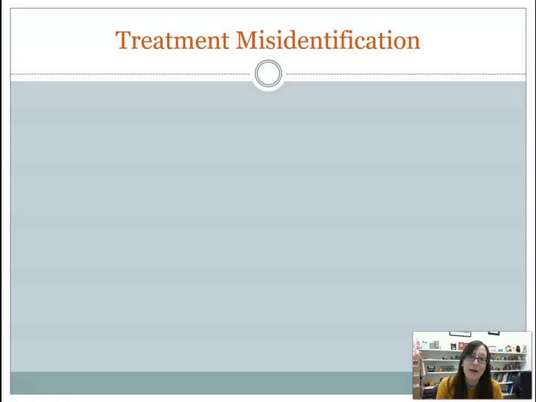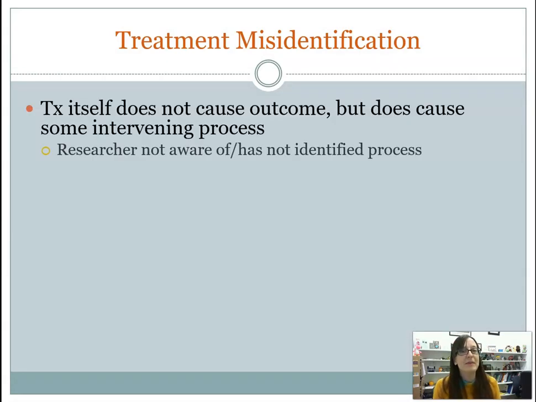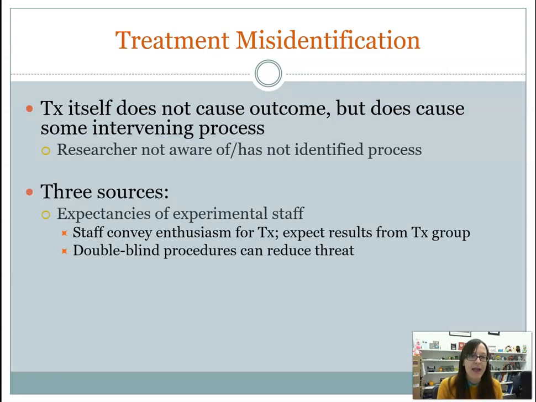And so then you have treatment misidentification. This is where the treatment itself isn't causing some kind of outcome, but it does cause some kind of intervening process. And this is only a problem if the researcher isn't aware of this process or hasn't identified it. Basically this means that something else is happening in conjunction with the treatment, but it's not the treatment itself the way that it was originally designed. And so there's three sources of treatment misidentification.